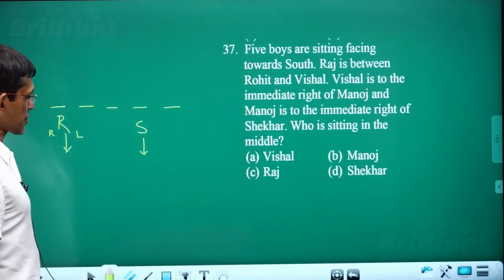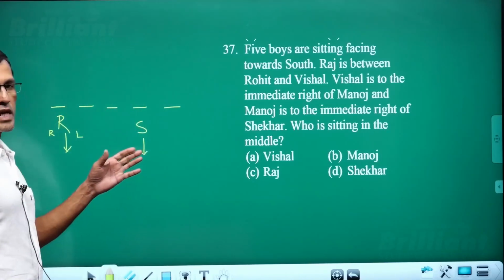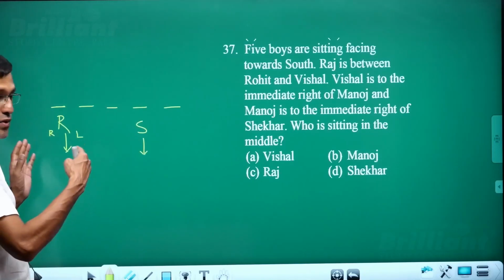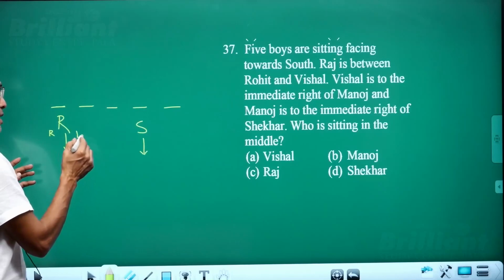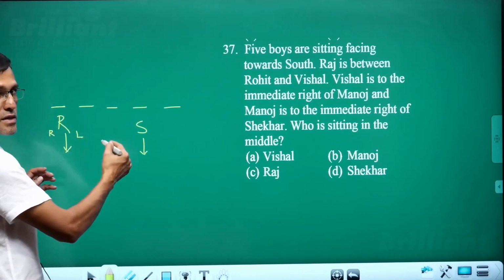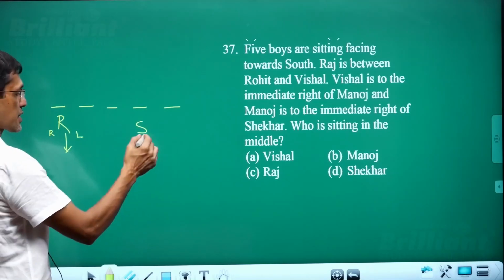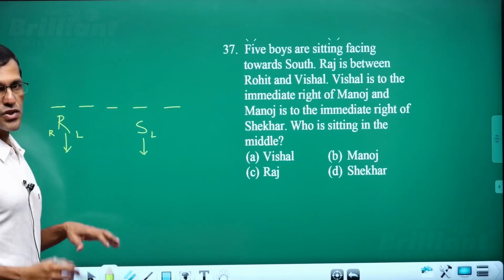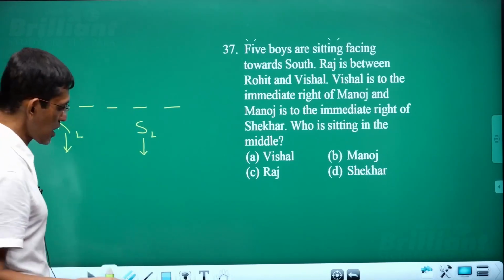Okay, anyhow, so that's not convenient for us to do this question, because when we are looking at this board, for this guy, Rohit, this is his left hand side. But for us, this is our right hand side. And for Shekhar, this is the left hand side, but for us, it's a right hand side. So it is a bit confusing. So what do we do?